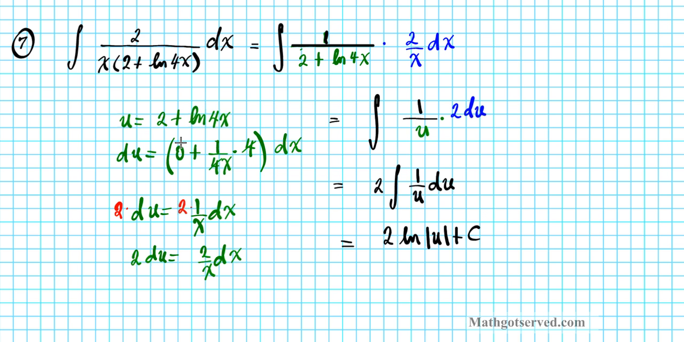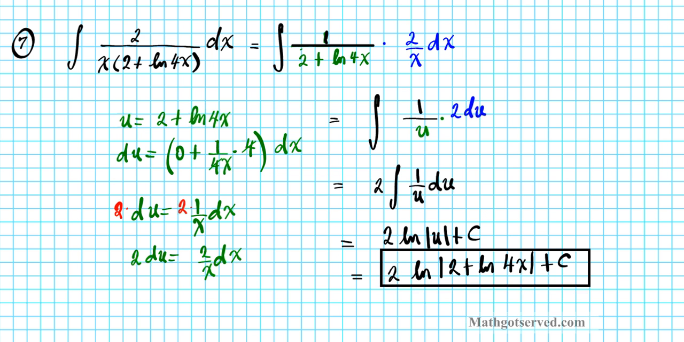Okay, now what is u? U is 2 plus ln of 4x, so if we apply that here, we have 2 times the natural logarithm of the absolute value of 2 plus the natural logarithm of 4x plus c, and that is our final result. Okay?